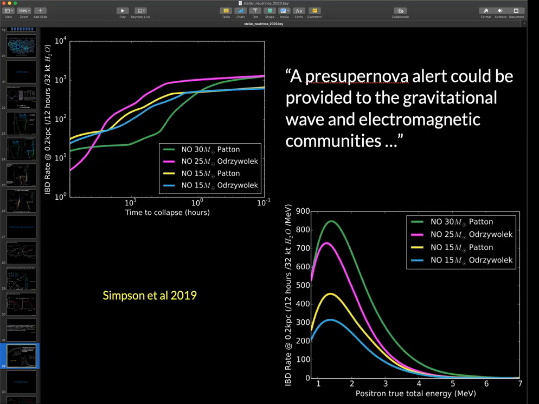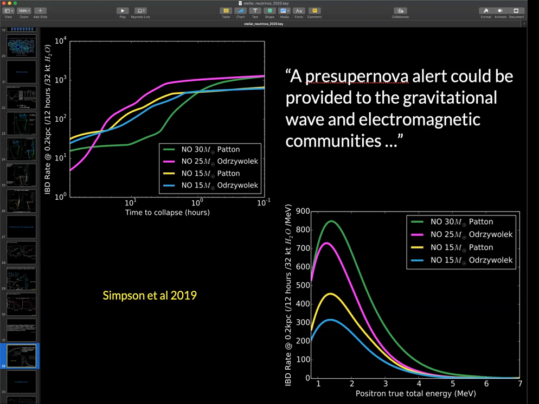Okay. And so this is where Simpson et al. picked it up, and these are their plots. This is not my plots. IBD there stands for inverse beta decay. So this is the inverse beta decay rate as a function of time to core collapse. And by the time you get up around 100 or so events, you're already about 10 hours before core collapse for Betelgeuse. And then the plot on the right here is the inverse beta decay spectrum, and so where do you expect it to peak?